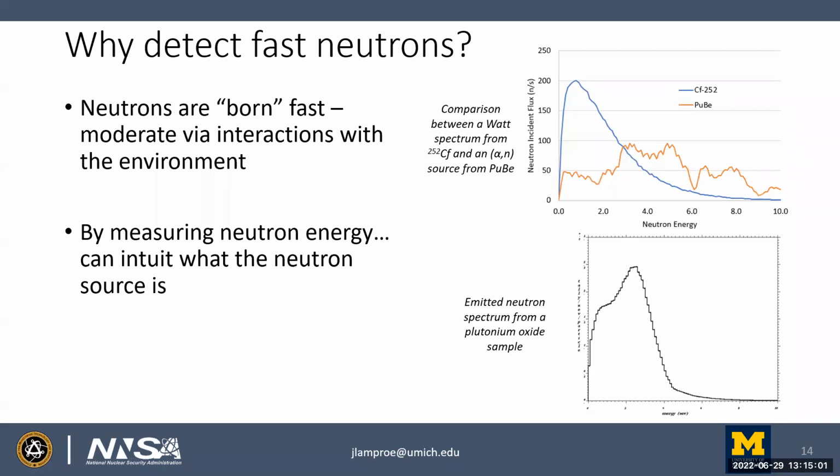You have californium, which is just a peak. And then you have things like PuBe, which are a little bit more interesting of a neutron spectrum, or the plutonium oxide we have shown down here.